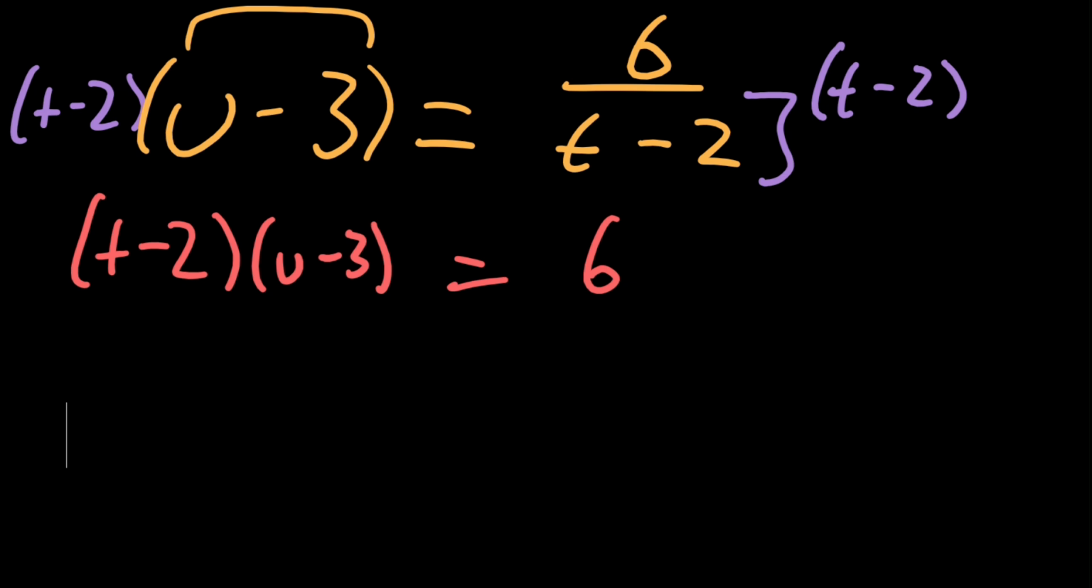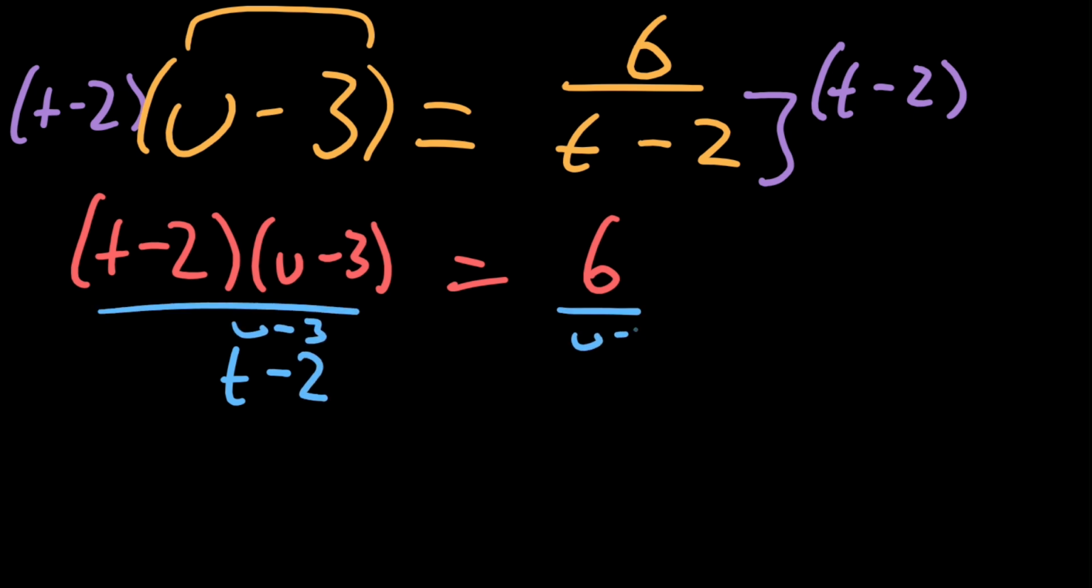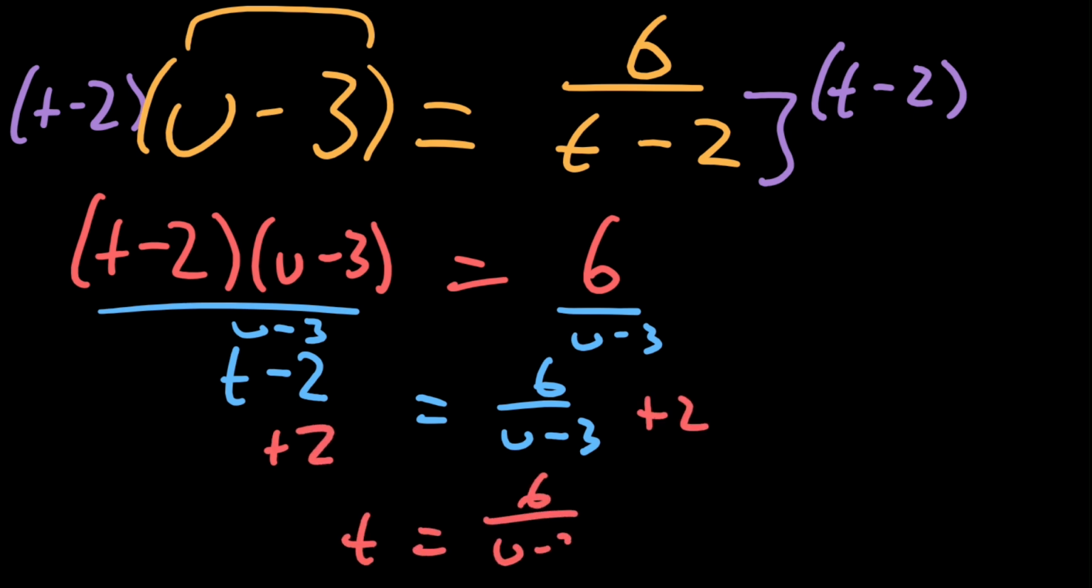What we really want to do is get this u minus 3 on the other side of the equation, right? So we have t minus 2, and we're going to divide both sides by u minus 3. So we get t minus 2 is equal to 6 over u minus 3. And then you might say, okay, this is easy. Now I just add 2 to each side, and we get t is equal to 6 over u minus 3 plus 2.